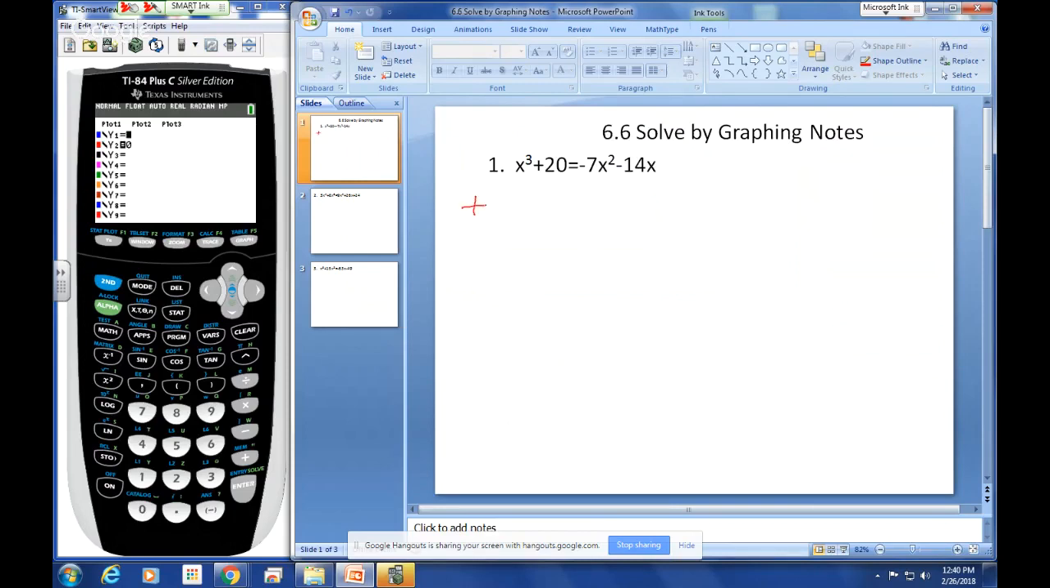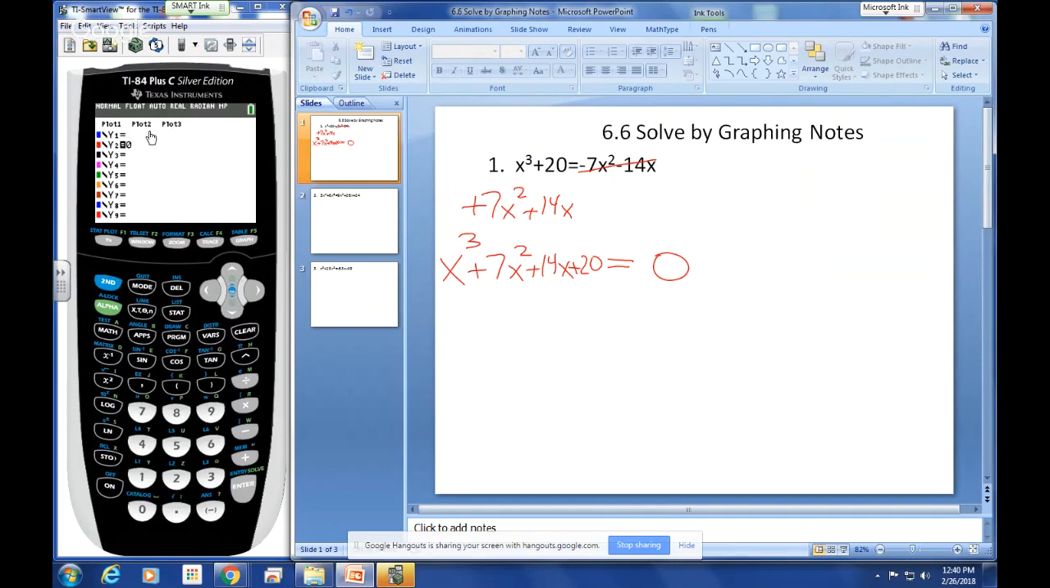So I'm going to add 7x squared and add 14x to both sides. When I do that, that side's just gone, so I end up with equals 0. Then I combine any like terms here, which I actually don't have. And even though I'm writing in standard form here, you don't technically have to. The calculator can figure that out.